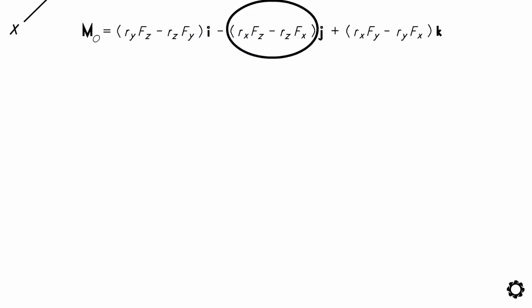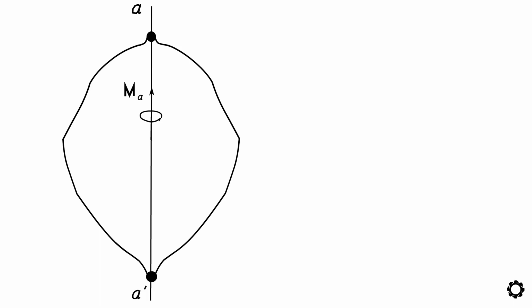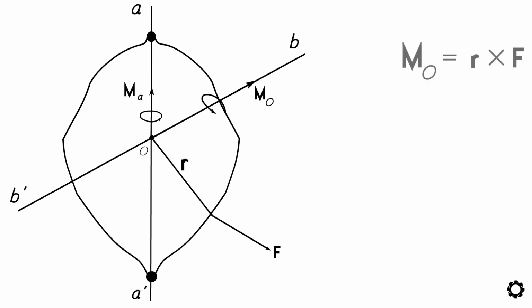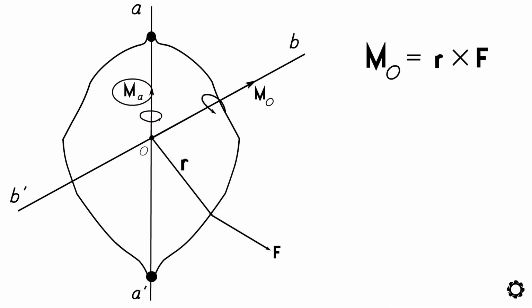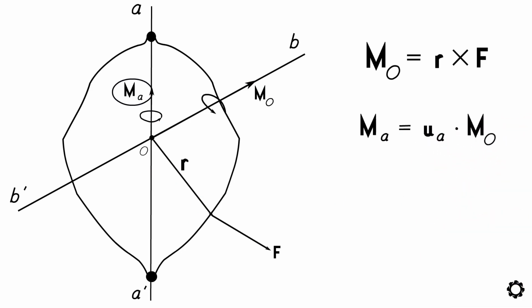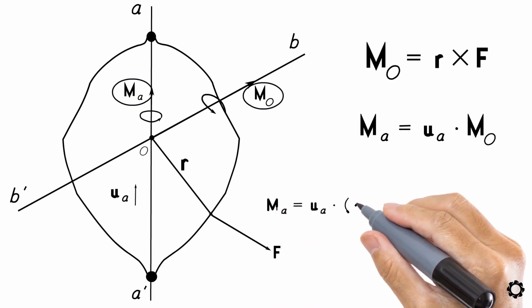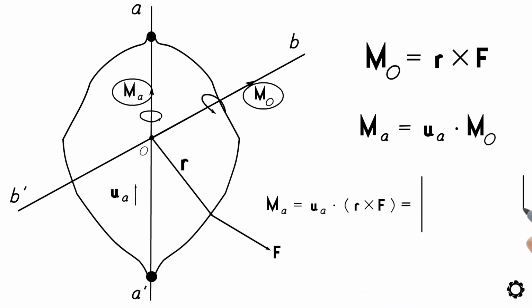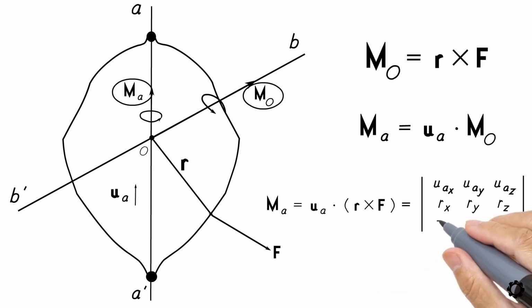Normally, if we would solve the moment of a force about a certain axis a-a' by using vector analysis, we would first solve the moment about a certain point O, which has already been established during this lecture. After this is done, we could determine the moment about the axis a-a' by using the dot product, which can be written as follows. M_a equals u_a dot M_O, where M_O is the moment about a certain point O and u_a is the unit vector of the axis a-a'. So basically, we are solving the following determinant. M_a equals u_a dot r cross F equals determinant of u_ax, u_ay, u_az, r_x, r_y, r_z, F_x, F_y, F_z.